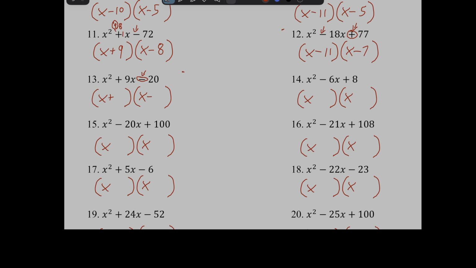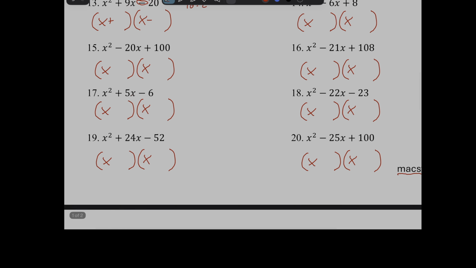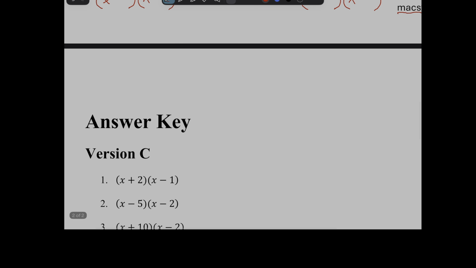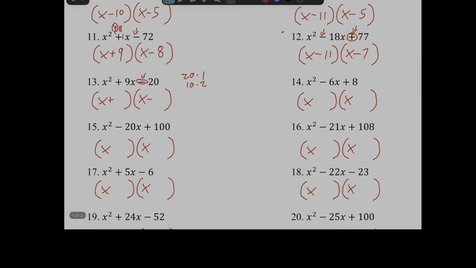Why am I not thinking this? Let's go 20 times 1. No. 10 times 2. No. This one doesn't work. What does the answer key say? Answer key says there's a plus 10 and a negative 2. Well, if it's a plus 10 and a negative 2, then that should subtract to an 8. All right, so I'm going to pretend like that's an 8.